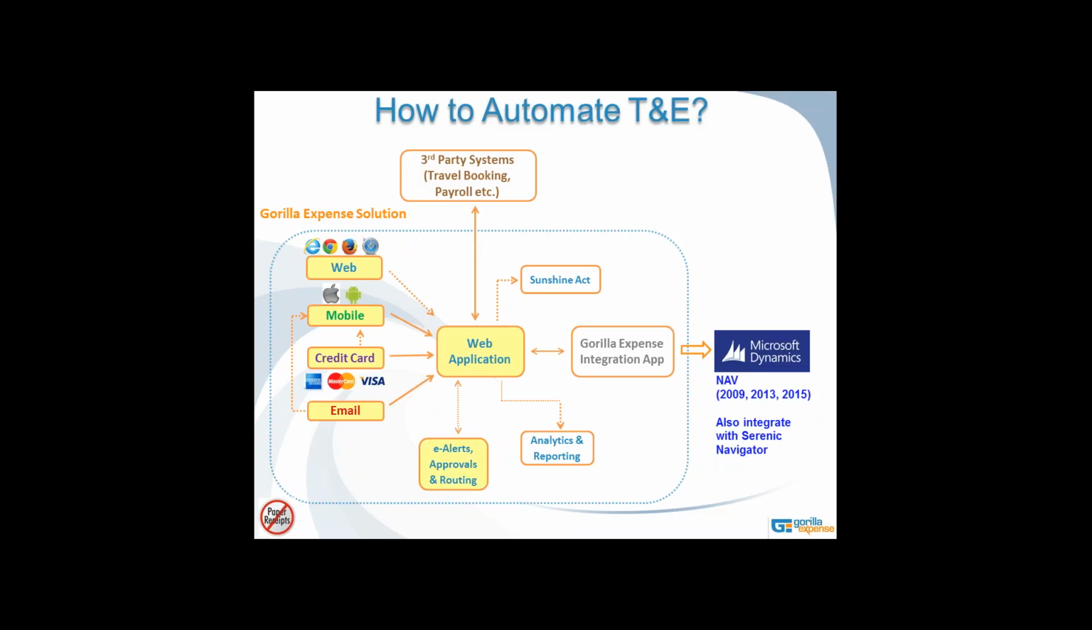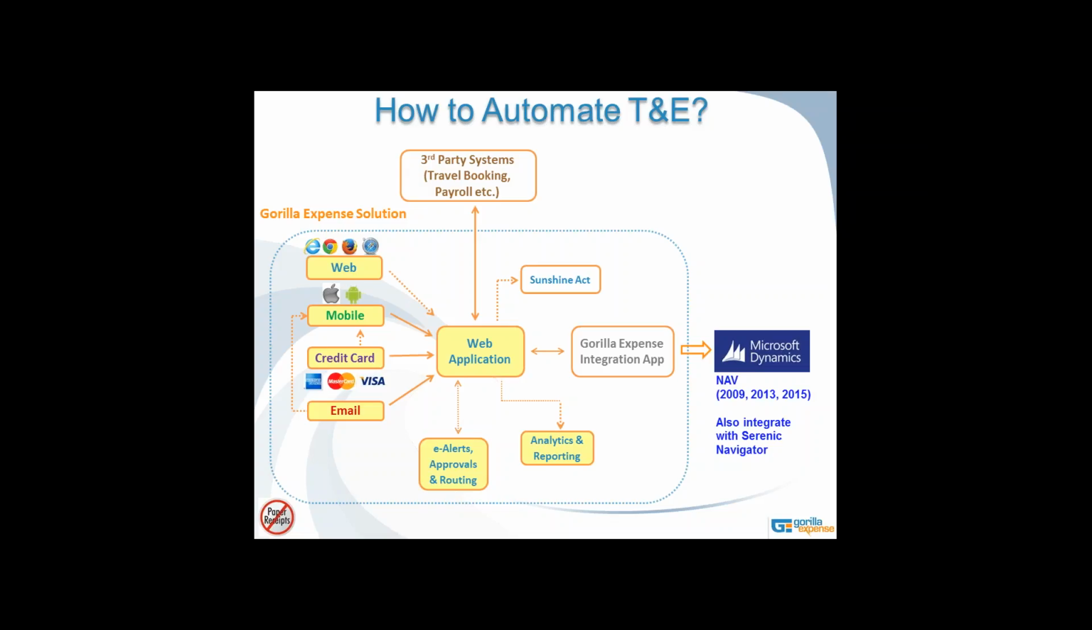And then built into the web application are alerts. Whenever an expense report is submitted, employees or managers are notified via email. There's multiple levels of managers you can set up for them to approve expense reports. And you can also redirect or route expense reports to other managers if needed.